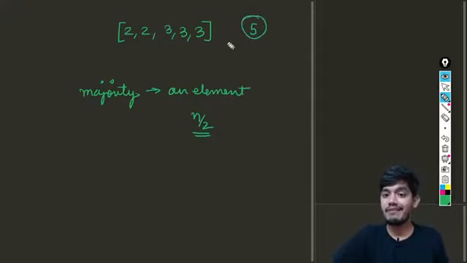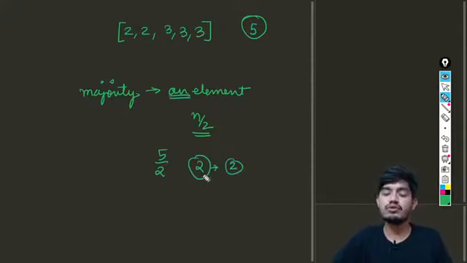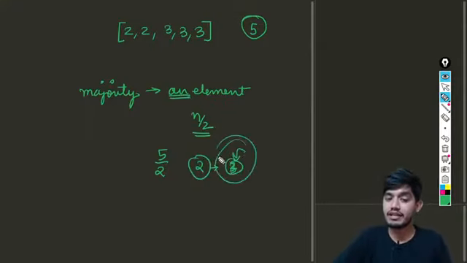Here you can see n is 5, which is the length of this array. So 5 by 2 comes to 2, so that element should be appearing greater than 2 times. It should not be equal to 2 times, but it should be greater. The occurrence should be at least 3. So this is the condition, and we'll be trying to solve this problem.